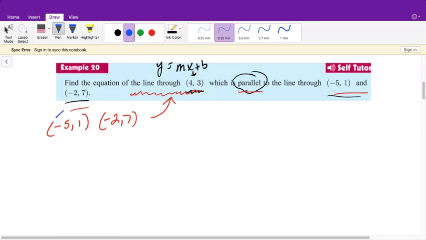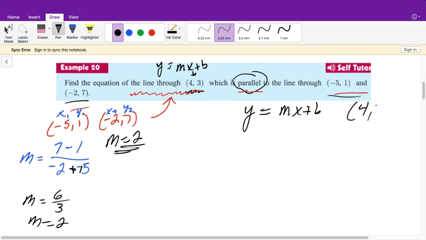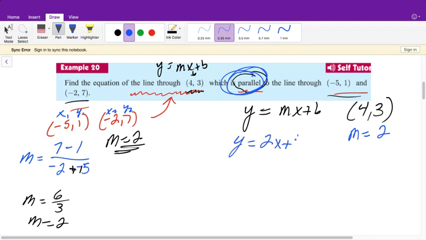So in order for me to solve for this, it'll be x1, y1 and x2, y2. And we just find the slope is equal to y2 minus y1, so 7 minus 1, over -2 minus -5. So this will turn to a plus. So this gives me 6 over 3, which is 2. So if -5, 1 and -2, 7 has a slope of 2, I know that my new equation, y is equal to mx plus b, that passes through the point 4, 3, also has to have a slope of 2 because they are parallel. So I know that my equation so far is y is equal to 2x plus b.